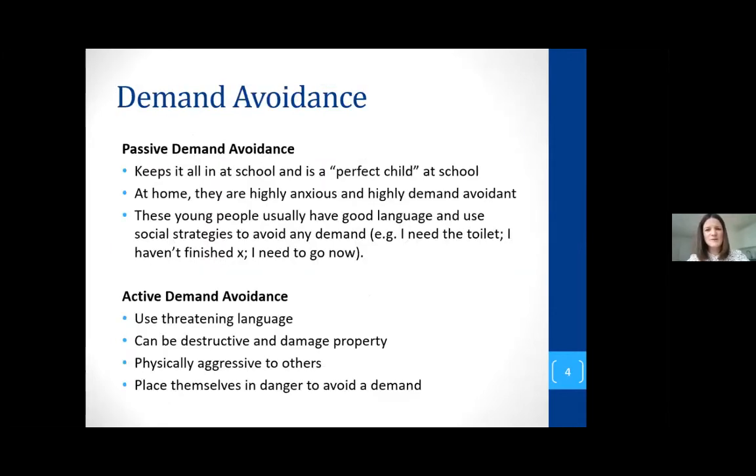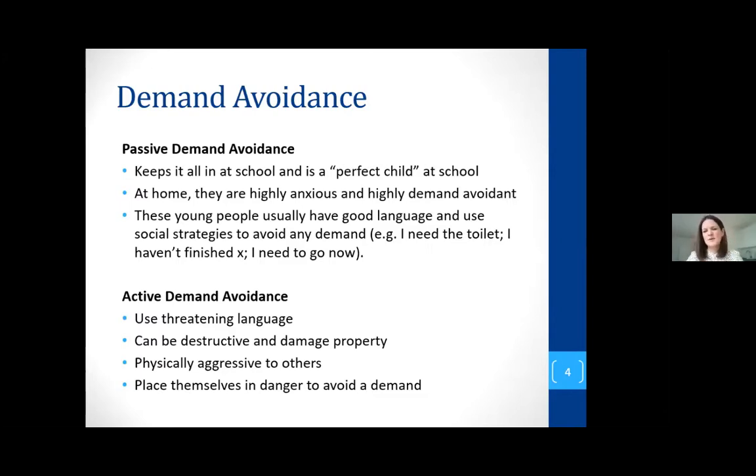Then I'm sure people will be aware of something called pathological demand avoidant behaviour. We don't give separate diagnoses for this, but we understand it as a subset of young people with autism. So again, they still have autism, they still have the key parts of autism, but you might see more of a passive demand avoidance.